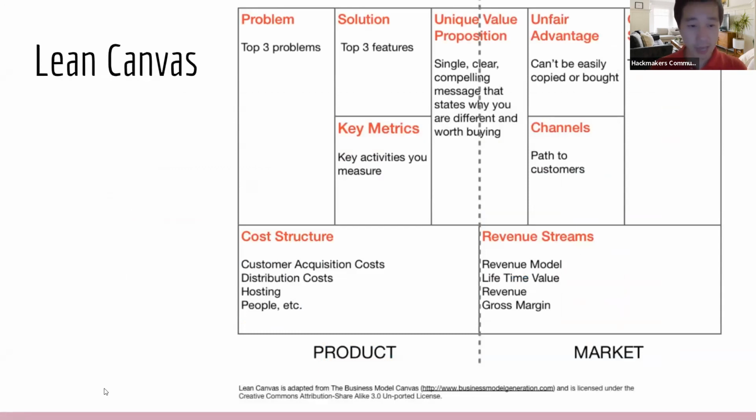This is an industry well-known canvas called the Lean Canvas. It's also quite useful for understanding what your business proposition is. So defining a problem, defining a solution. How do we measure whether this solution works? What are the key value propositions? What is my unfair advantage?